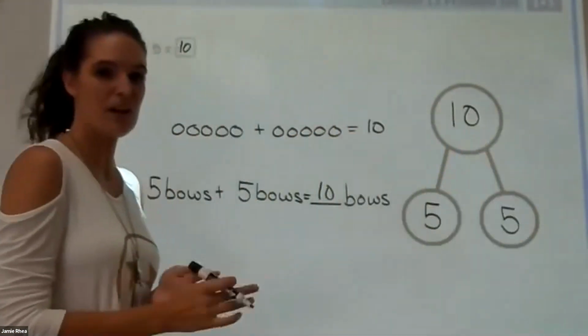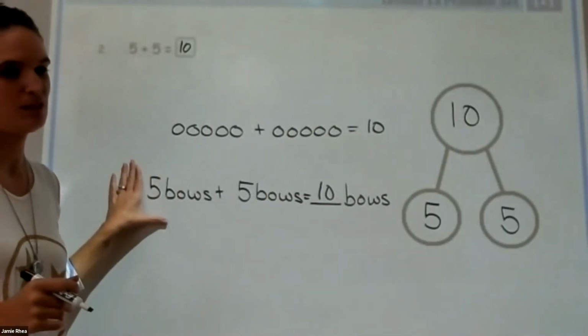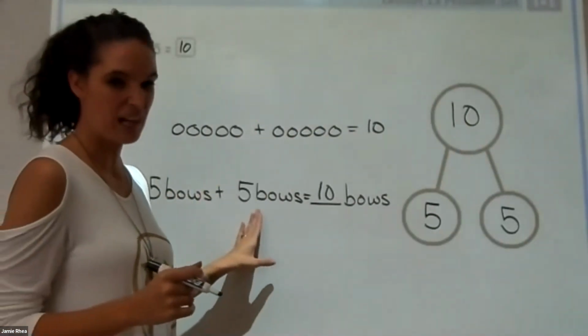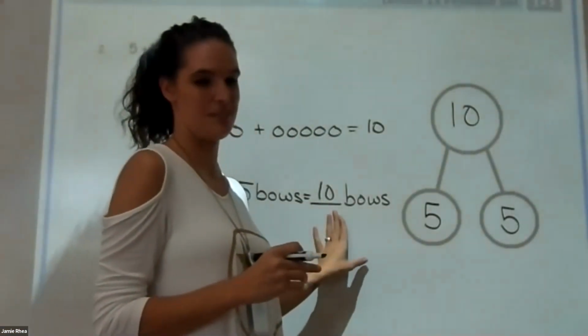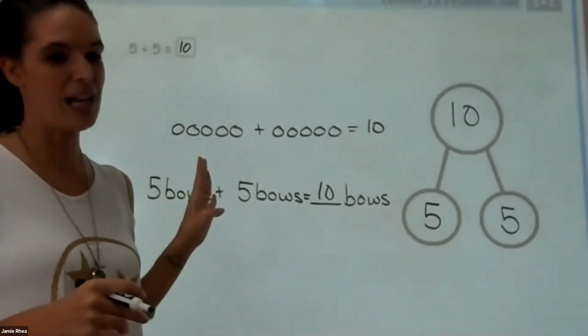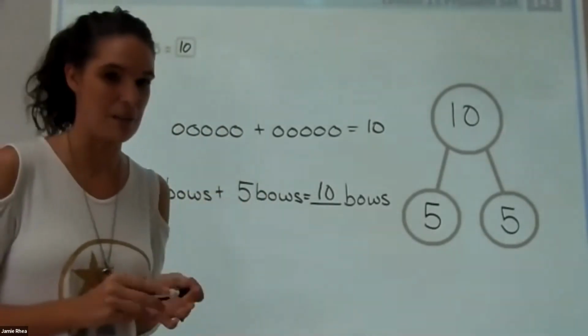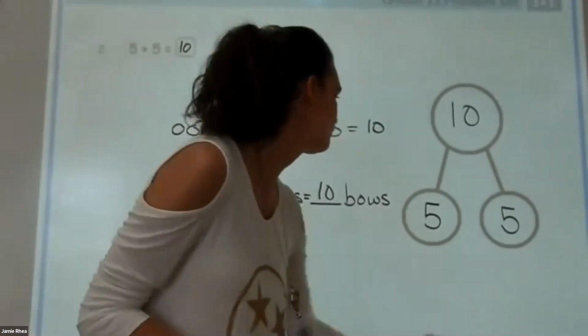So now if I were to tell my story, I could say, I had 5 hair bows. My sister gave me 5 more hair bows. Now I have 10 hair bows. Yours could probably be different. Remember, you're going to do 1 and 4. So let's look at number 3 to get a little more practice before we move on.